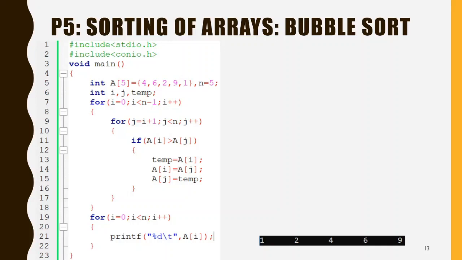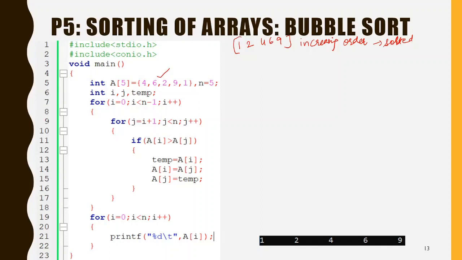Right now we have an array with 5 elements, and these are the elements of the array. Now what is required is this output: 1 2 4 6 9. You can easily identify that this is the increasing sorted order. You can also take it as a decreasing order, where it would be 9 6 4 2 1, in the reverse order.